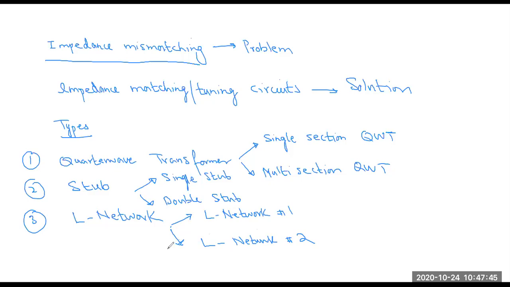So let me start with the L network. So what is basically the L network? This L is an abbreviation for lumped. And the reason why it's called a lumped network is because it involves the use of lumped elements. And what are the lumped elements? That is the capacitor and inductor.